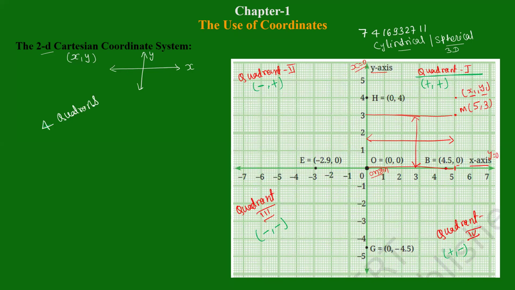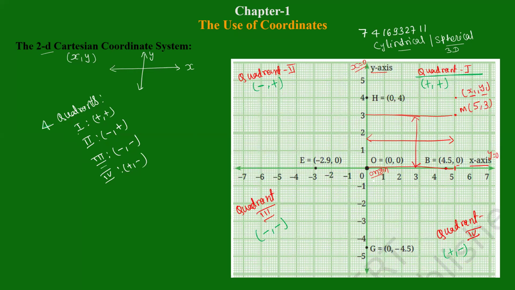So the quadrants are 1, 2. In the first quadrant, x and y both are positive. In the second quadrant, x is negative, y is positive. In the third quadrant, both are negative. And in the fourth quadrant, x is positive, y is negative. So for the odd-numbered quadrants, like first and third, in the first both are positive, in the third both are negative. In the second and fourth, there are positive-negative combinations, as you can see here.